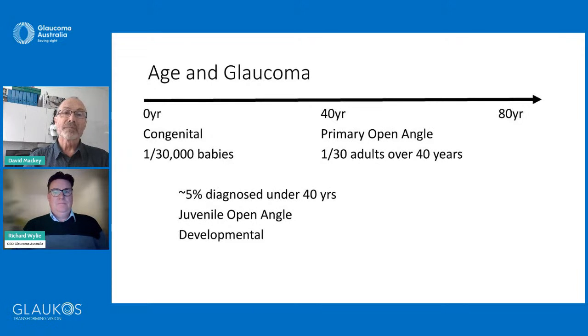If we think about glaucoma and what age does it occur at, we actually have a spectrum. 1 in 30,000 children in Australia, and this is data we had from southeastern Australia about 20 years ago, have congenital glaucoma. They're born with very high pressures in their eyes and need urgent treatment. Most glaucoma that we refer to is primary open-angle glaucoma, and that usually occurs over the age of 40. In fact, over the age of 40, 1 in 30 adults have primary open-angle glaucoma. And then there are some other forms of glaucoma. About 5% of all the people we enrolled in the Glaucoma Inheritance Study in Tasmania were diagnosed under the age of 40. We might refer to these as juvenile open-angle glaucoma or developmental glaucomas, as well as the congenital glaucoma.